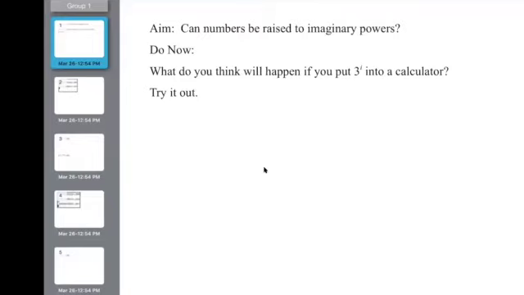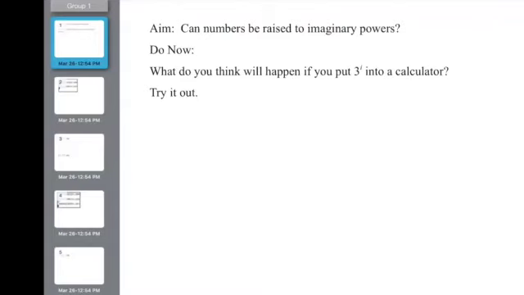So there's two questions here. What do you think will happen if you write 3 to the i power on your calculator? Take a second to ponder, and you can type into the chat. What do you think is going to happen? Is the calculator going to say error? If you have your calculator, you might have left it on Friday. You may not have the calculator.